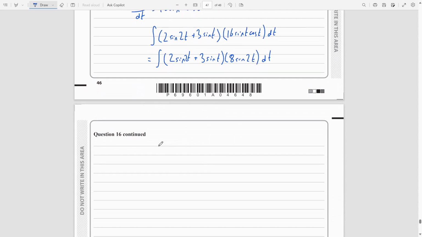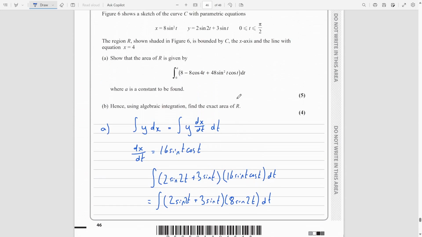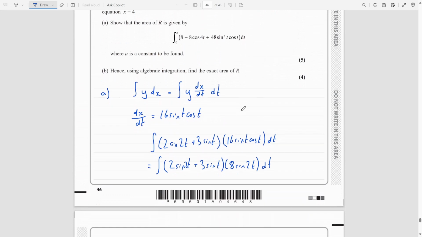Expanding this now, I'm going to get 16 sine squared 2t plus 24 sine t sine 2t dt. So what have I got that I want? Well, not that much, but I can actually create some of what I want. Here's how.